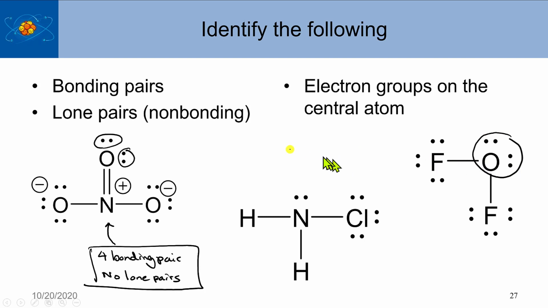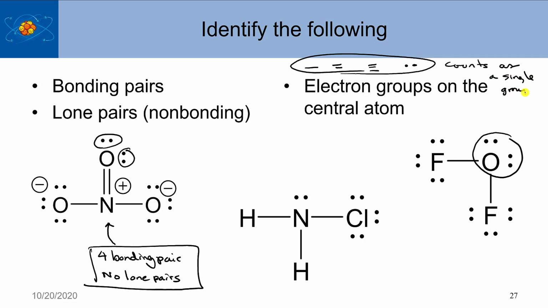Now, I did want to point out, like I said, something called electron groups. And a group is a single bond, a double bond, a triple bond, or a lone pair. And it doesn't matter, each one of these counts as a single group. And the way we can think about electron groups is they are on the same side of the atom together.